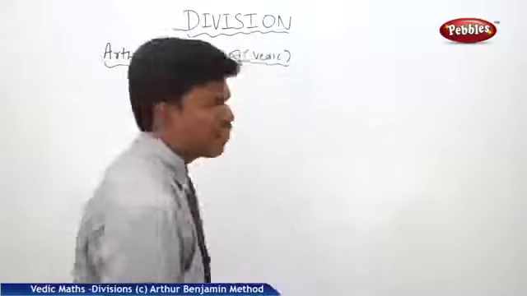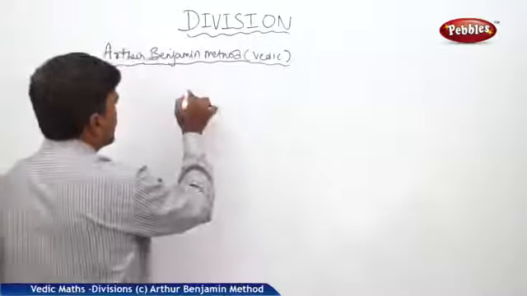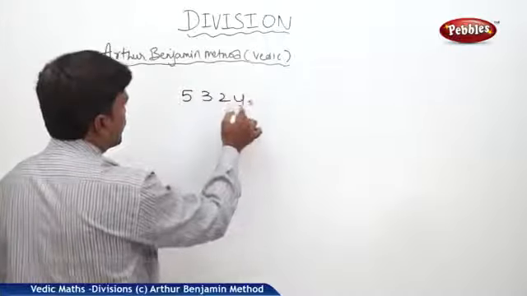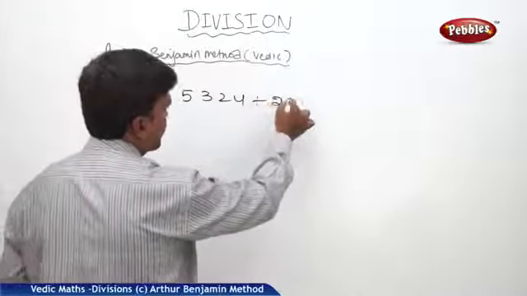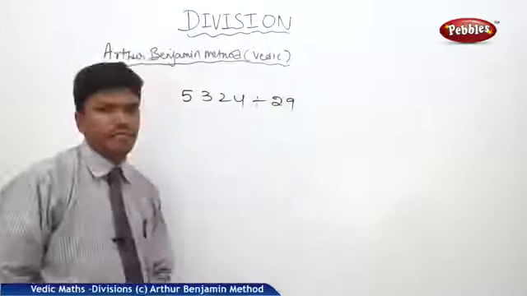Now let us take one example. Suppose 5324 divided by, I want to divide it by 29. First of all, write the 29 here as it is.